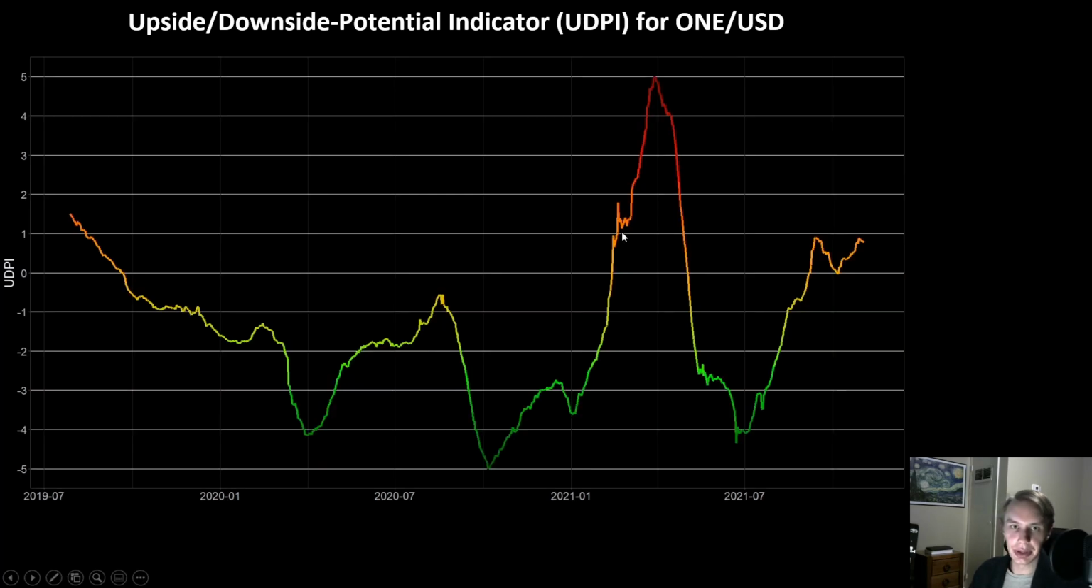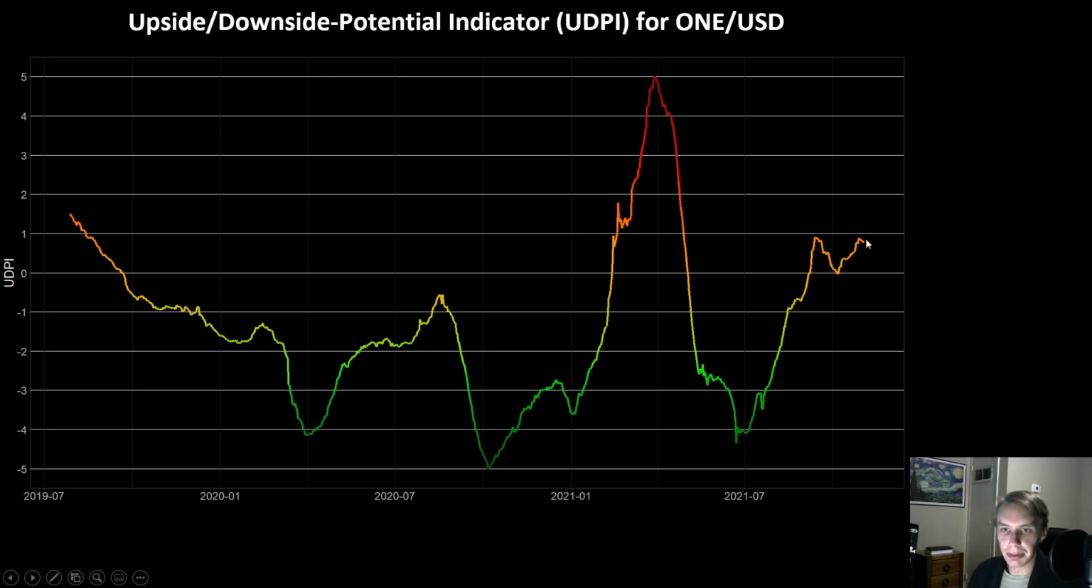Another way that we can look at what the model is thinking at a given moment is just to look at the raw output of the model over time. Here we have the UDPI output plotted on the y-axis, 5 to -5, and then we just have its output. You can see it's bottoming out at those low risk zones that we saw on the previous chart, and then really spiking up, shooting up when we get to those tops of the asset, in this case ONE.